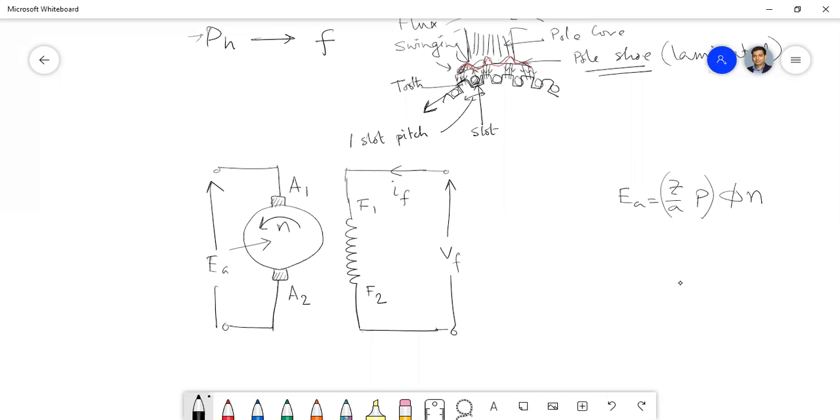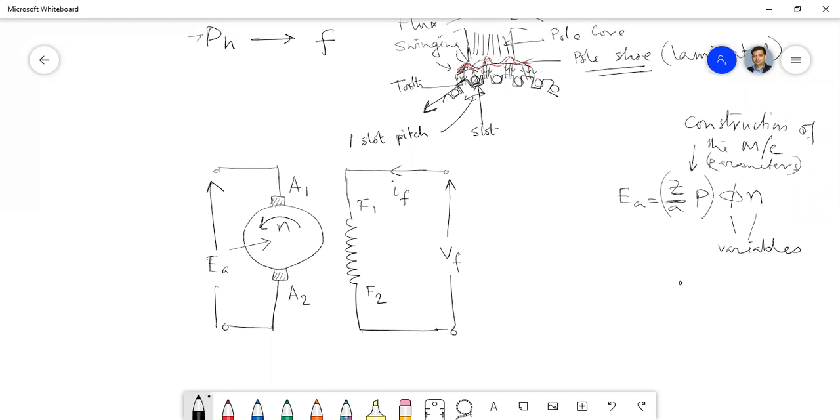Z is the total number of armature conductors, A is the number of parallel paths or parallel circuits, and P is the number of poles. So this comes basically from the construction of the machine. Okay, and these are the variables. What comes from construction is constant, these are called the parameters, and these are the variables which can vary.